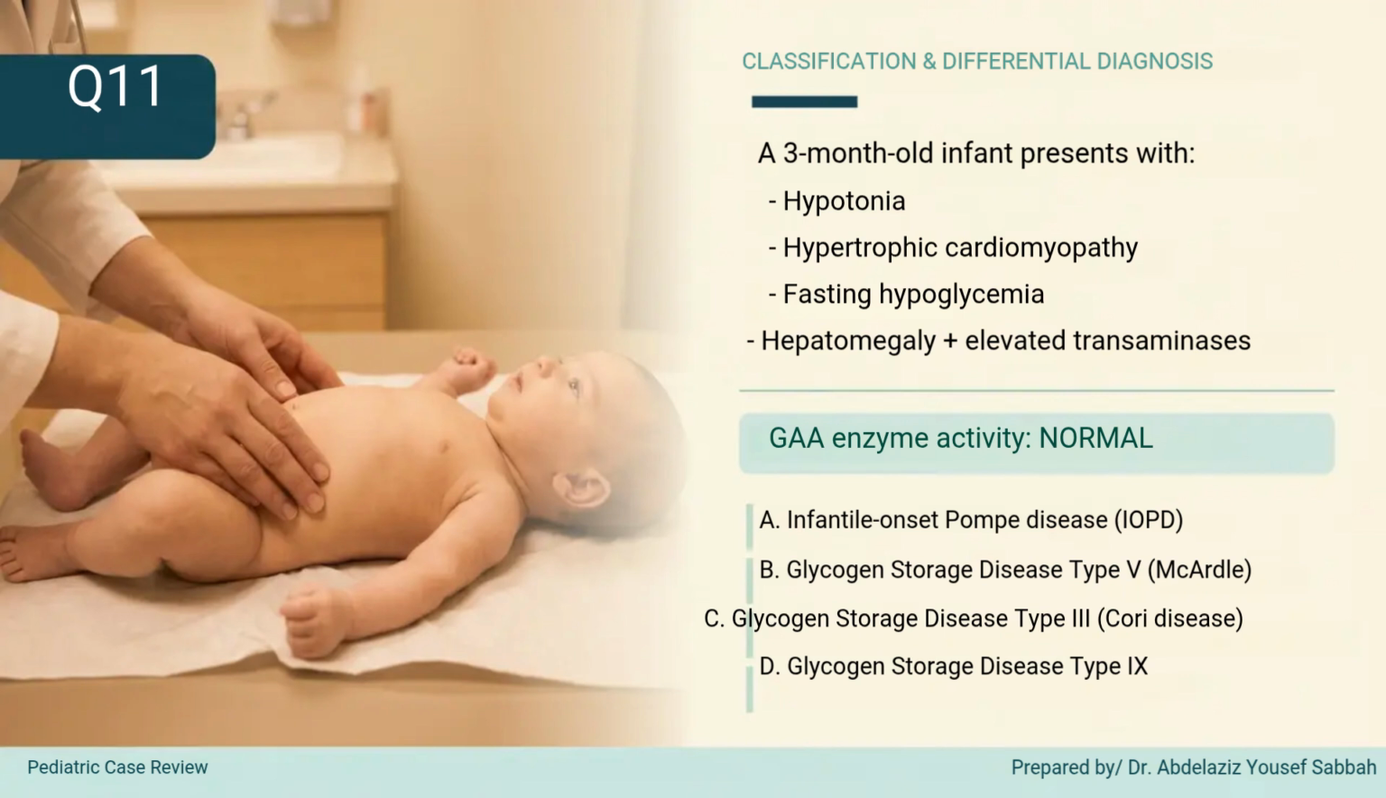Option A, infantile onset Pompe disease. Option B, Glycogen Storage Disease Type 5, myocardial disease. Option C, Glycogen Storage Disease Type 3, Corey disease. Option D, Glycogen Storage Disease Type 9.